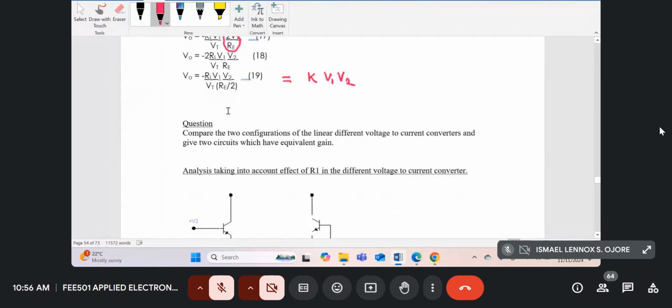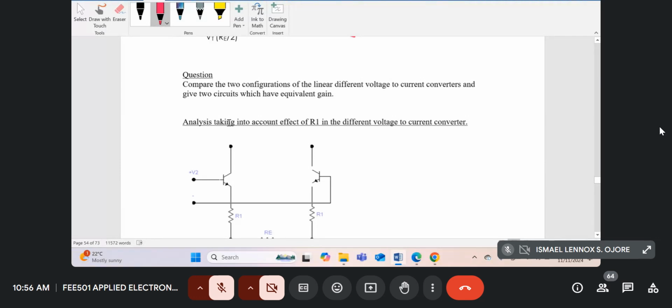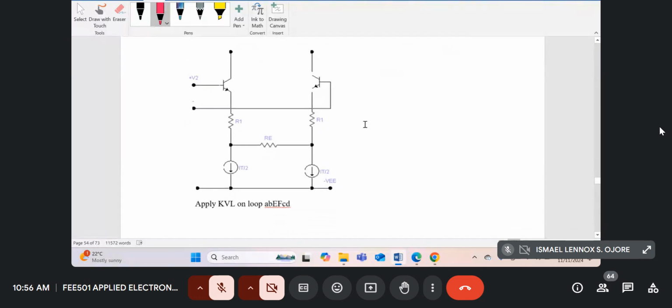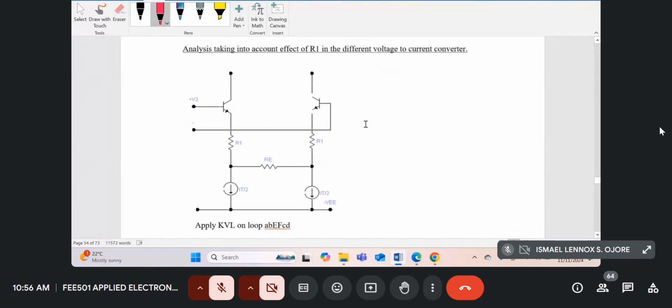Now let's go to part 2, or case number 2, where we analyze the circuit, but now taking into account the effect of R1 in the differential voltage to current converter. So this is now our circuit. Once again, you can consider this to be our Q5. This is our Q6. So this will be your I5 and this will be your I6, the emitter currents. Once again, maybe you can consider this node E. I'll check in the notes what I've used.